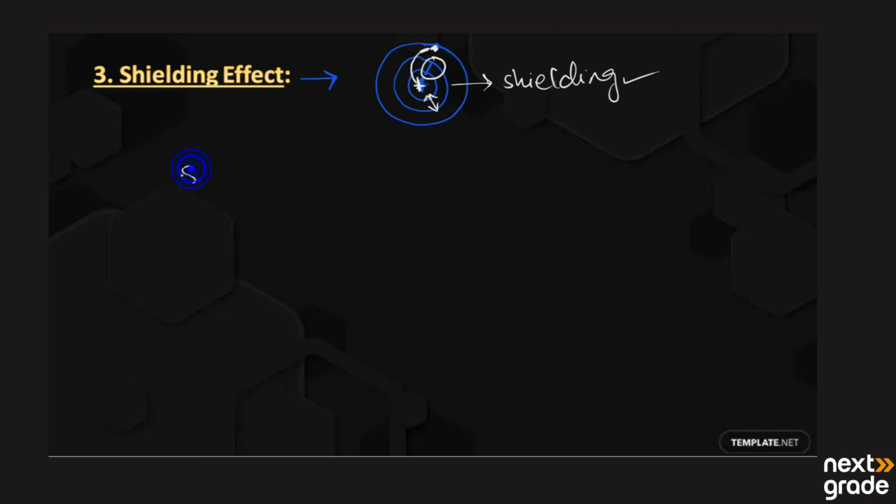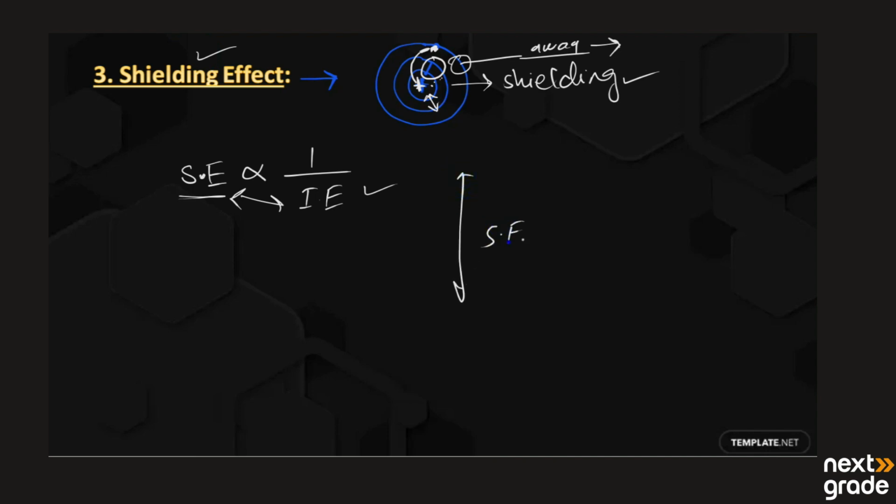So there is a relation between shielding effect and ionization energy. When the shielding effect increases, it means the inner shells increase and the outermost shell goes away from the nucleus. So there is an inverse relation between the shielding effect and ionization energy. When we increase the shielding effect, the ionization energy decreases. As the shielding effect increases from top to bottom, the ionization energy decreases from top to bottom.